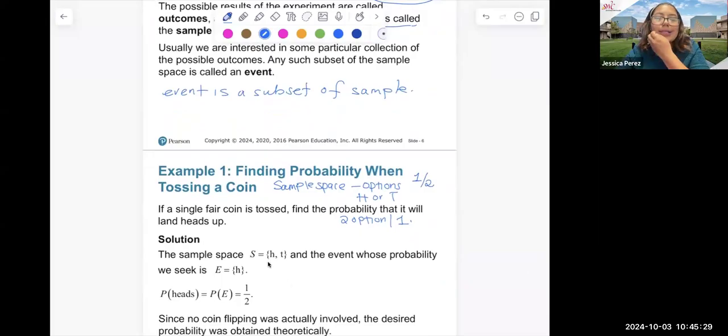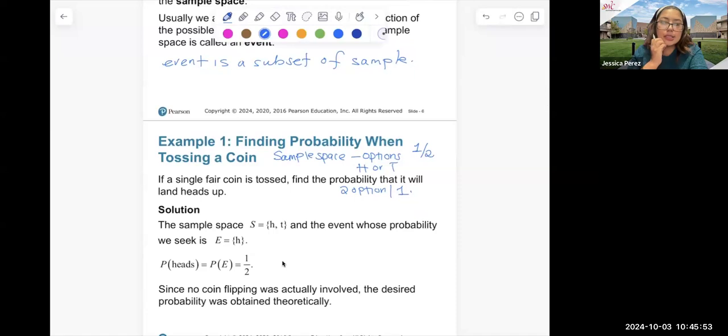Let the sample space S be defined as heads or tails, and the event is finding heads. So we are specifying what we're trying to look for, and that's heads. The probability of the event, the probability of landing heads, is 1/2 because we have one out of two choices. So 1/2 is the answer. Since no coin flipping was actually involved, the desired probability was obtained theoretically. So this example of flipping a coin, because we actually did not flip a coin, is a theoretical probability.